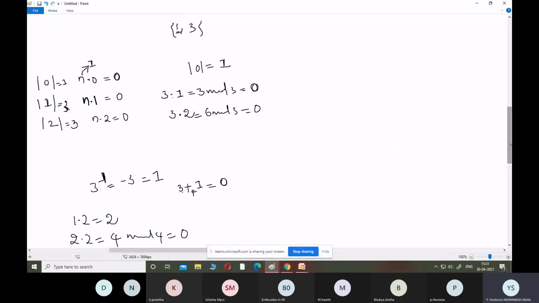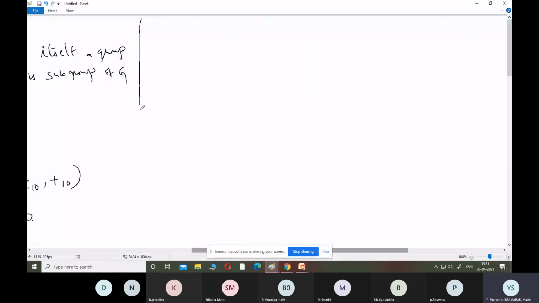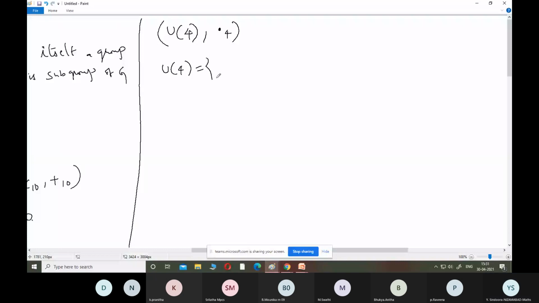Let me show you. So let me go for U of 4. U of 4 under multiplication modulo 4. Let me go for U of 4 with respect to multiplication modulo 4. So what are the elements of U of 4? Tell me, what are the elements of U of 4?